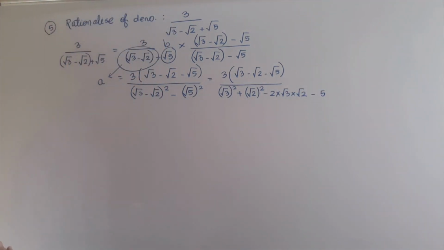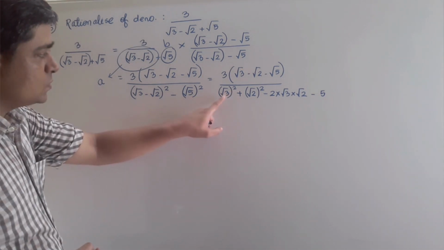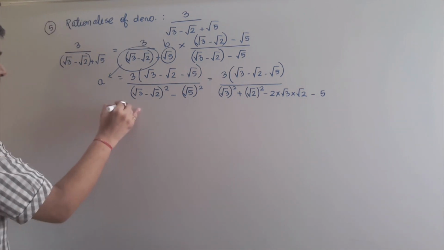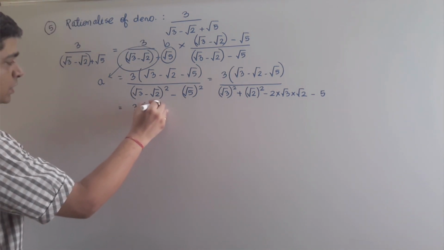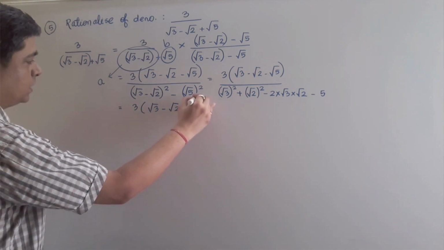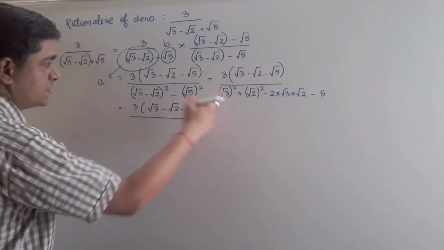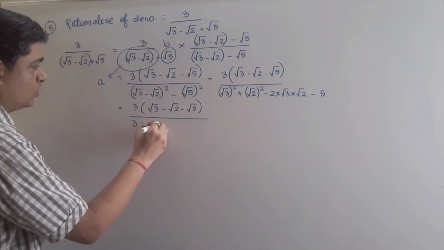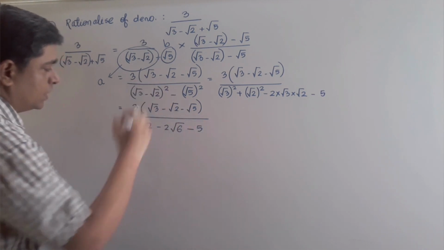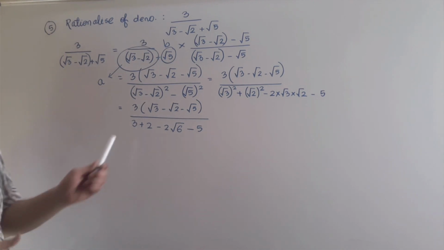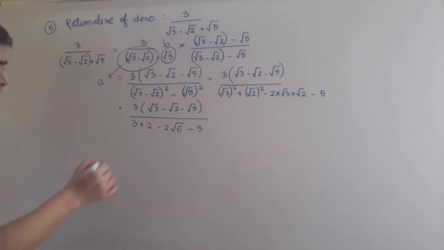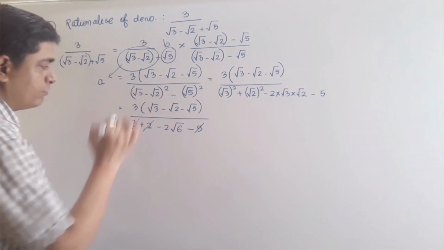became here 5. Here also the square and square root got cancelled, so this will remain 3 and this will remain 2. So now I get 3 into the bracket, the numerator I am writing as it is, and in the denominator I will get 3 plus 2 minus 2 under root of 6 and minus 5. Now observe, here 3 and 2 if I add it will become 5, and here also 5 with minus. So 3, 2 and 5 got cancelled.